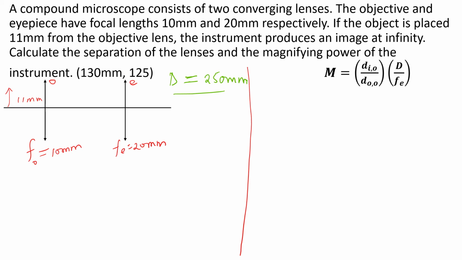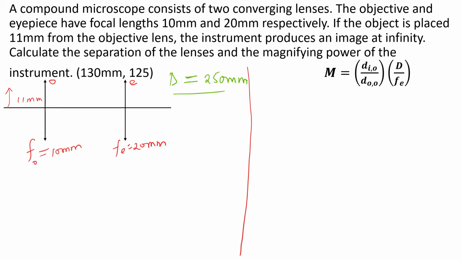You are welcome. We are still in the topic optics, and this is example 2 dealing with compound microscopes. It reads, a compound microscope consists of 2 converging lenses. The objective and the eyepiece have focal length of 10 millimeters and 20 millimeters respectively. If the object is placed 11 millimeter from the objective lens, the instrument produces an image at infinity. Calculate the separation of the lenses and the magnifying power of the instrument.